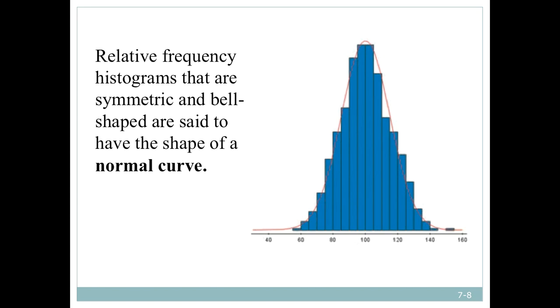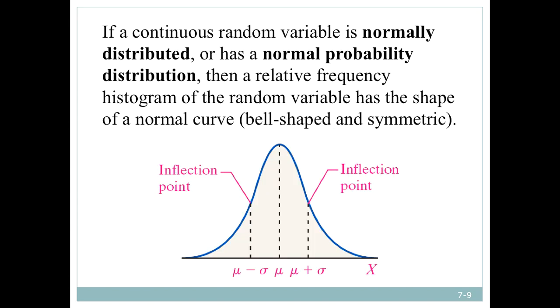Now, relative frequency histograms that are symmetric and bell-shaped are said to have the shape of a normal curve. And we talked about this at the same time that we talked about the uniform density function. It's just a different type of probability distribution, and it's one that we're going to take a closer look at. So if a continuous random variable is normally distributed, or has a normal probability distribution, then a relative frequency histogram of the random variable has the shape of a normal curve, meaning that it's bell-shaped and symmetric. So it looks kind of like a bell here, and if we draw a line down the middle, it's symmetric on both sides. We could flip it over to the left or the right, and it's completely symmetric.